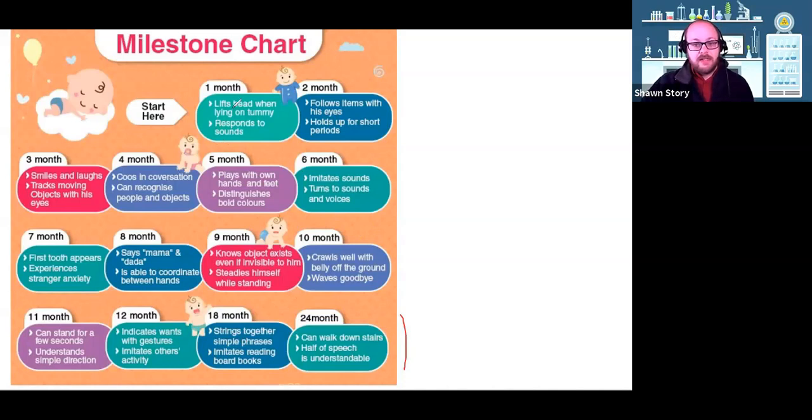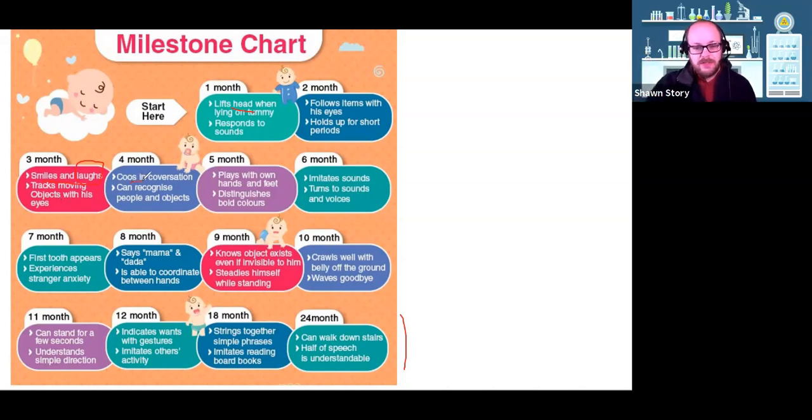Can they physically lift their head? Are they able to smile and laugh? Are they interacting with the world around them? Are they able to track objects with their eyes? Can they follow something with their eyes? Are they focusing on things from different distances?